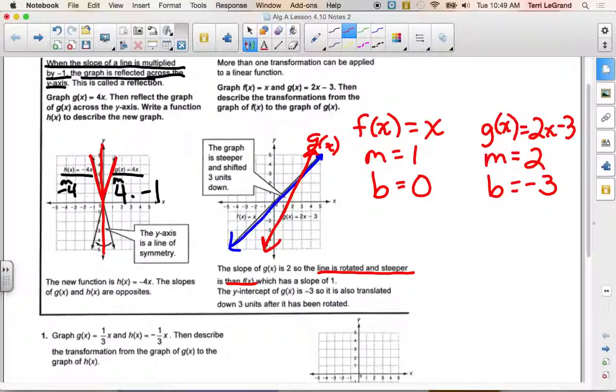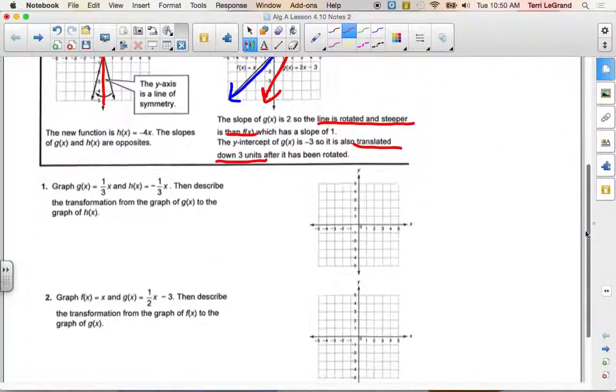Go ahead, Ariel. The y-intercept changed. Yeah, the y-intercept also changed, and if the y-intercept changes, what does that mean happened? A translation. So it also has been translated down 3 units because it went from 0 to -3. So 2 transformations happened, didn't they? Both of the ones we learned yesterday.